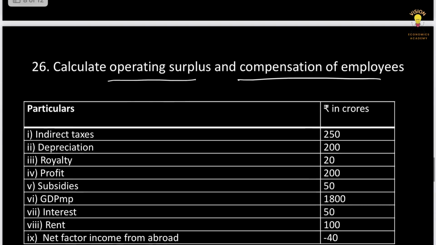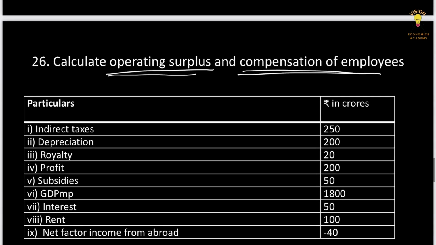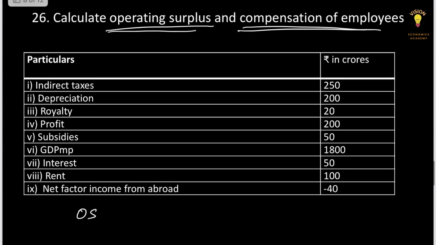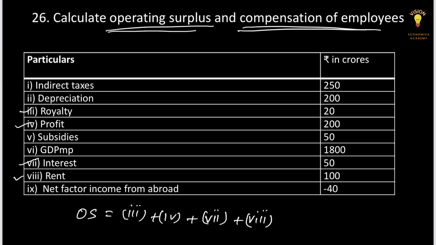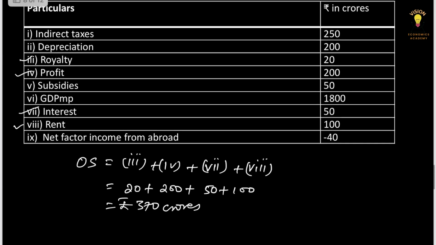Alright. Now the last question is asking us to find operating surplus and compensation of employees. Operating surplus is something very easy: rent, royalty, profit and interest. If we add all this, 3 plus 4 plus 7 plus 8, so 20 plus 200 plus 50 plus 100 will give us 370 crores. So that is the value of operating surplus.